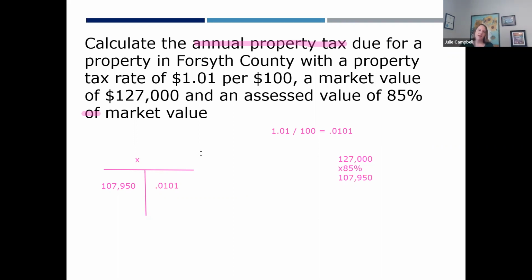Now that I've completed my T-bar, I just solve for X. Up down line means multiply. So we take our assessed value times 0.0101. And I get annual taxes of $1,090.30.